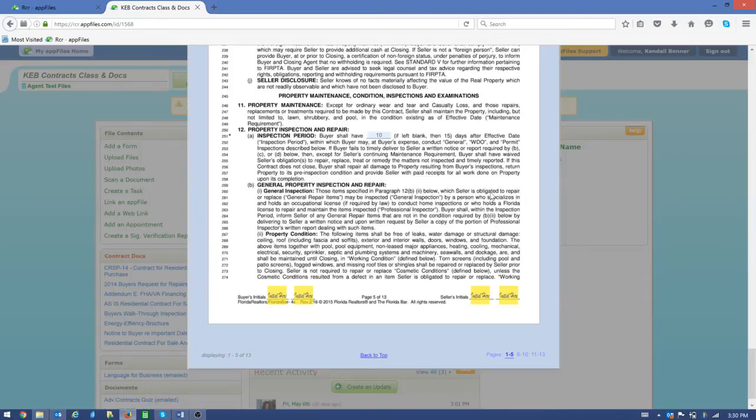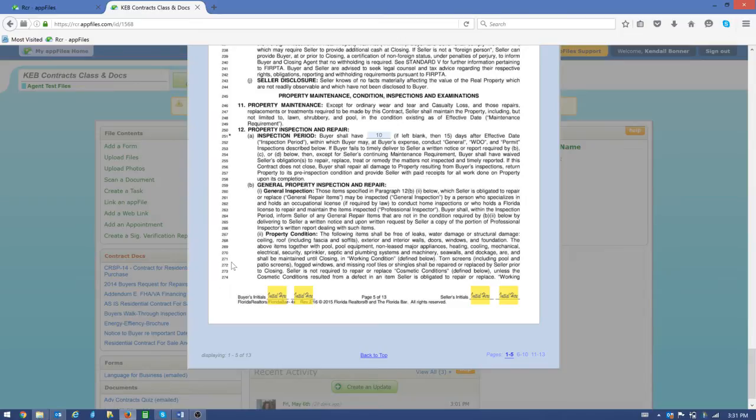Also, the seller is only obligated to repair or replace certain items that are enumerated here. So let's get into that. So how does that work? Property condition. The following items shall be free of leaks, water damage, or structural damage. Ceiling, roof, fascia and soffits, exterior and interior walls. So now we've got structural damage, water damage, and leaks, right? So what doesn't that say? Cracks in the wall, paint, stuff like that.